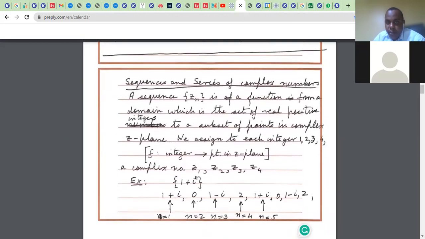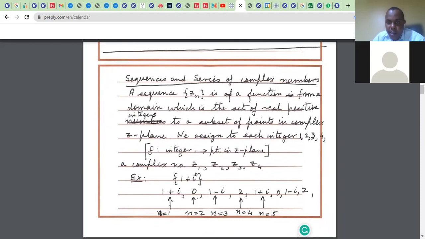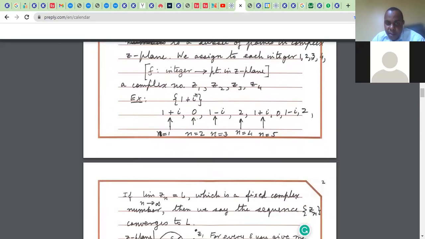So a sequence Zn is a function from a domain, which is the set of positive integers, to a subset of points in the complex Z-plane. We assign to each integer 1, 2, 3, 4, and so on a point in the Z-plane, a complex number. For example, 1 is assigned 1 plus i, 2 is assigned 0, 3 is assigned 1 minus i, 4 is assigned 2. So this is an example of a complex-valued sequence.